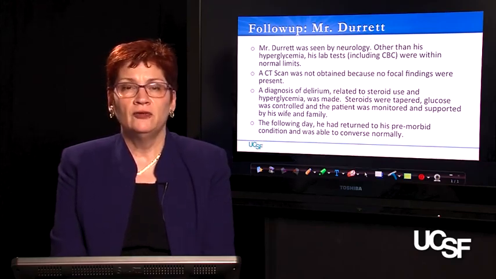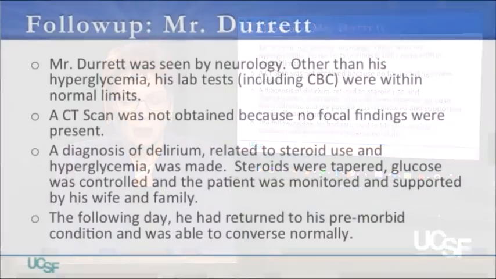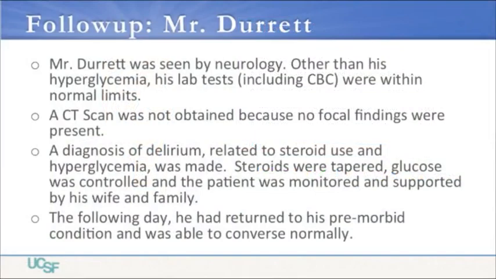So let's do the follow-up on Mr. Durrett. Mr. Durrett was seen by neurology, and other than his hyperglycemia, his lab tests, including a complete blood count, were totally within normal limits. A CT scan was considered but not obtained because there were no focal findings on his clinical exam, and in order to do the CT scan, it was felt that he'd need to be sedated, which would interfere with our ability to follow him longitudinally throughout the hospital course.